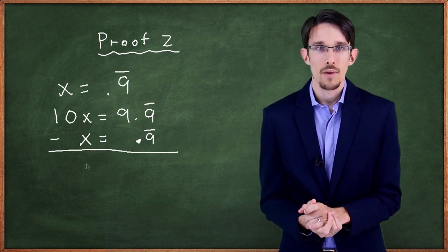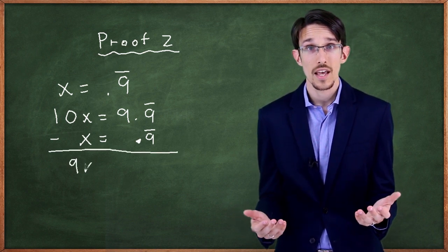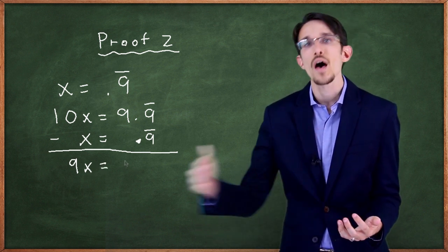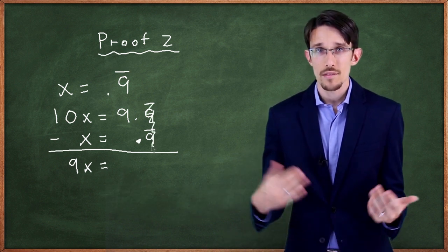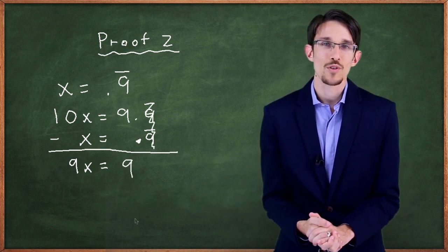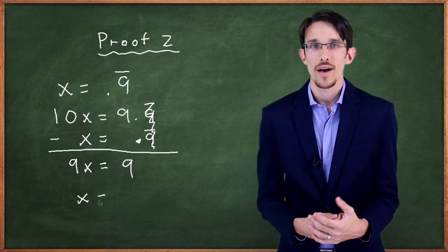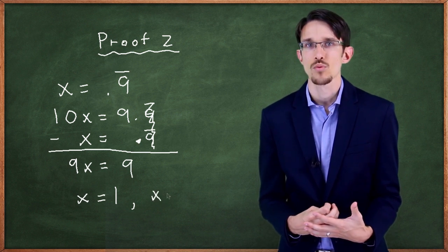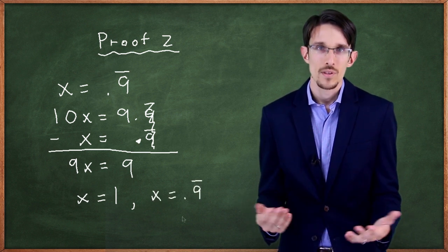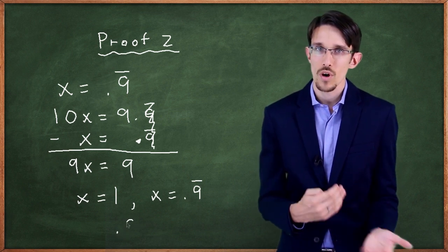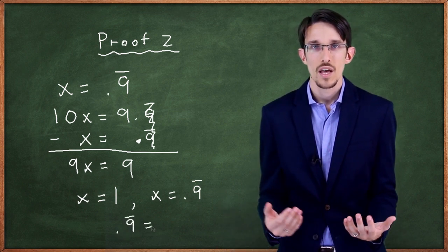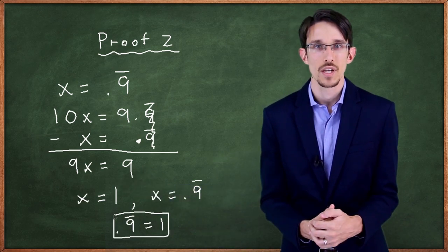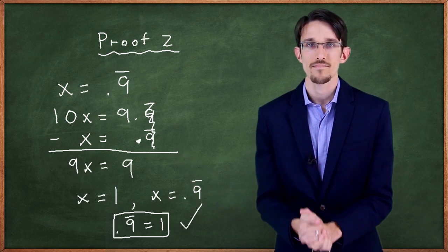So I have 10x minus x gives us 9x, and 9.9 repeating minus 0.9 repeating, all those 0.9s cancel out, and we end up with 9. And of course now very simple, 9x equals 9, so x equals 1. But wait, didn't we start out by saying x equals 0.9 repeating? We did. And here is our proof. If x equals 1 and x equals 0.9 repeating, then of course x equals 1 equals 0.9 repeating. 0.9 repeating equals 1. We've done it.